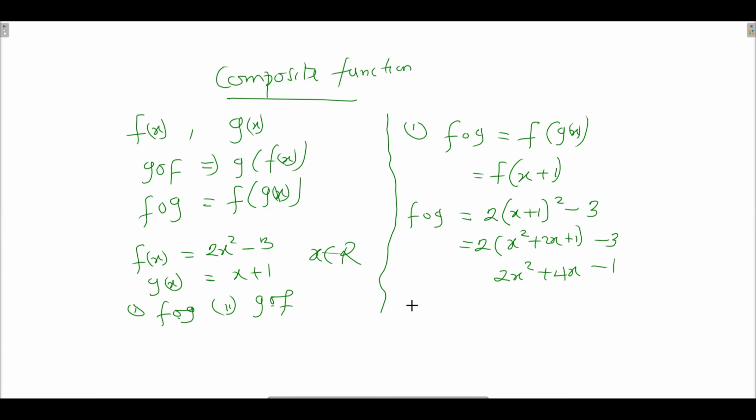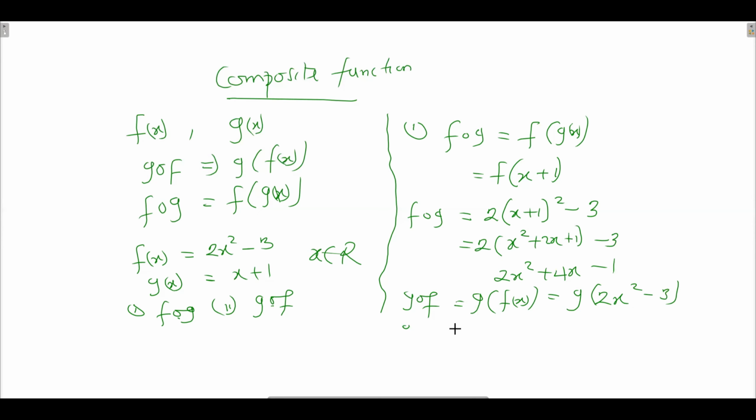If you follow the same trend for g of f, that means we are saying g into bracket f of x. That means f of x is now standing as input here. That means we have g into bracket my f of x, which is 2x squared minus 3. So that means anywhere I'm seeing x in g of x, I will put 2x squared minus 3.